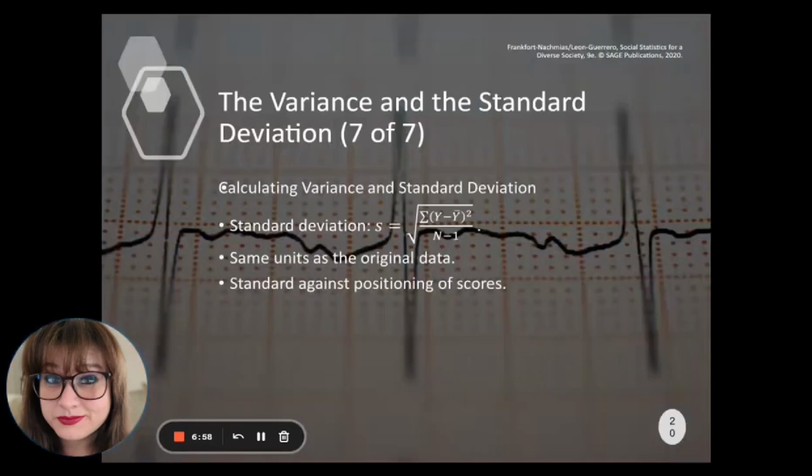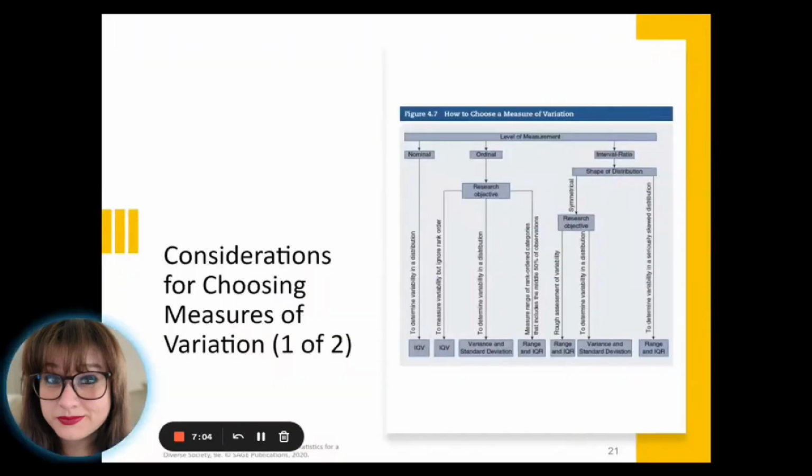Okay, so understanding that, it might be a little complicated now. When we start practicing it, hopefully it'll make more sense. But how are you going to choose? We've talked about the index of qualitative variation, range, interquartile range, variance and standard deviation. How are you going to choose which measure of variation to use? This little table here is super useful.